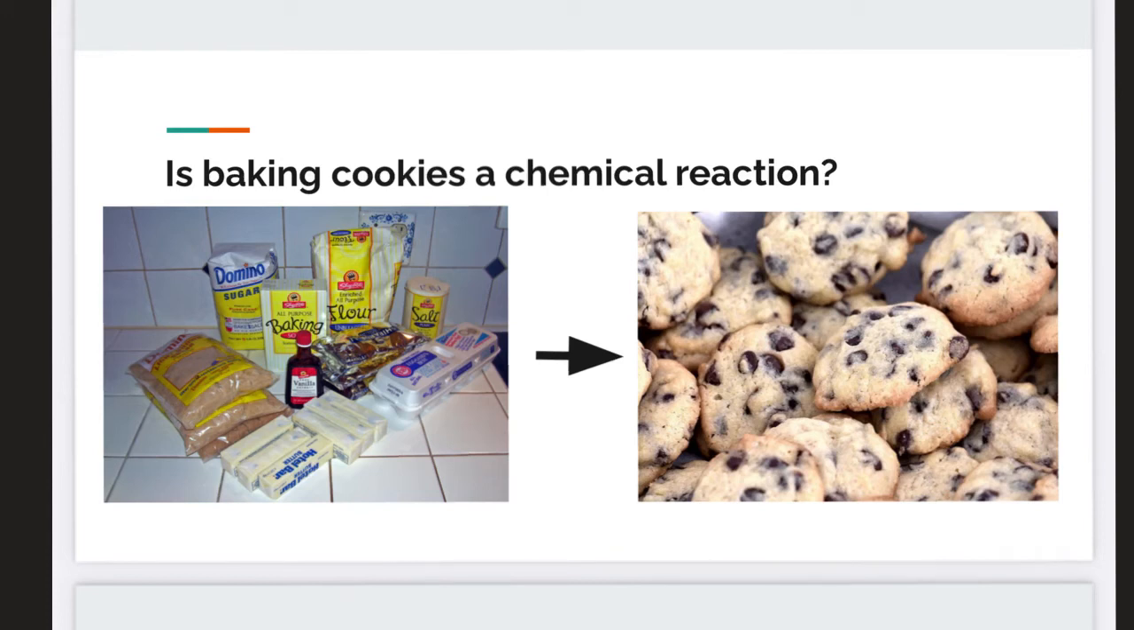Okay, so we learned about physical and chemical changes, and today we're going to talk a little bit more about chemical reactions and chemical changes. So first, look at this picture. Is baking cookies, do you think this is a chemical reaction?